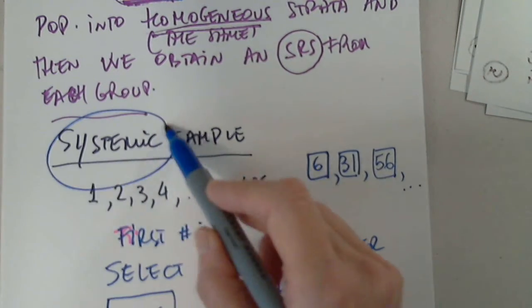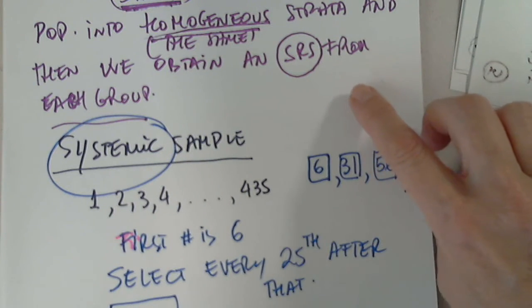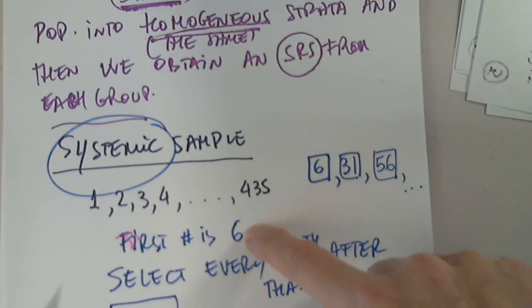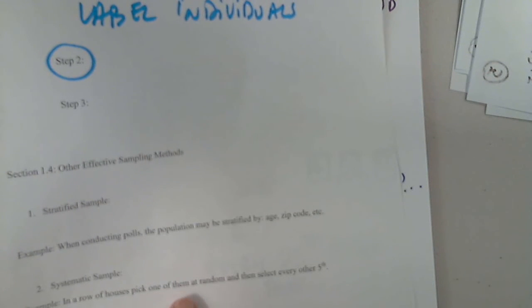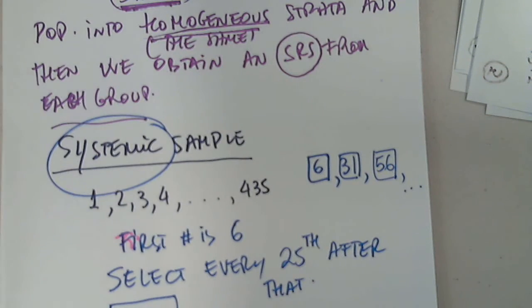And this is a systemic sample. This one has nothing to do with a simple random sample. It's systemic. We selected the first one, and we selected every other 25th from number 6. Here's an example in a row of houses. Pick one of them. Pick one at random. And then select every other 5th, for example. Or every other 10th, for example. It's up to you. So this is systemic.